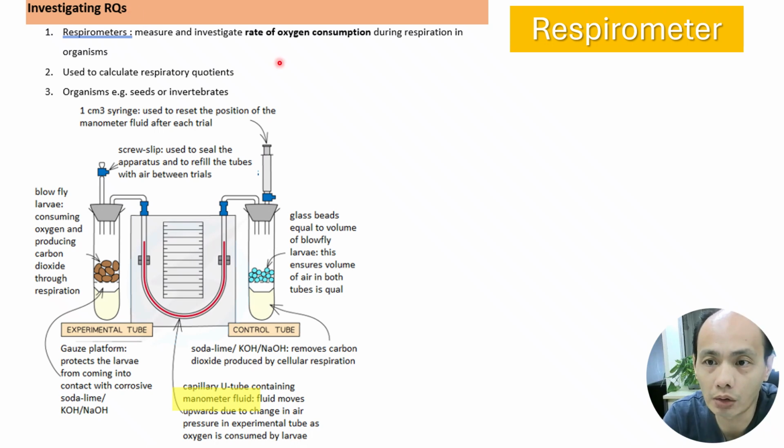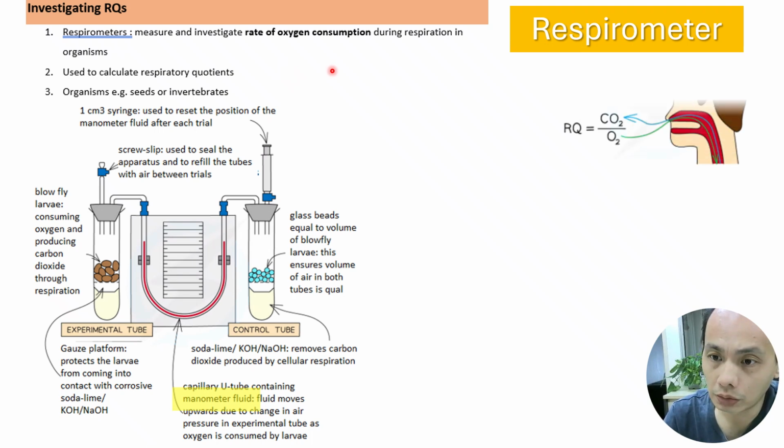The respirometer is actually used to measure RQ, that is, to measure and investigate the rate of oxygen consumption. Actually, it is to know what is being used for respiration. It is either carbohydrate or lipid or protein, right? As we know, the RQ for carbohydrate is 1, and for protein and fat it is less than 1, 0.9 and 0.7. So we make use of this apparatus to do the calculation.